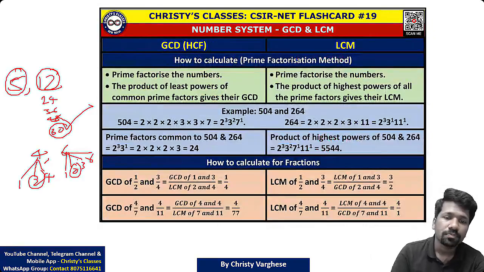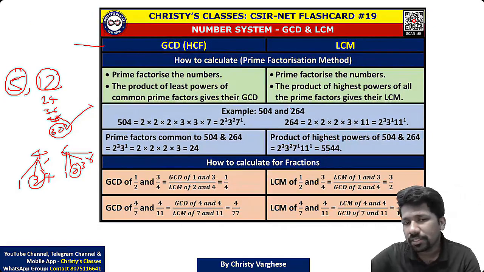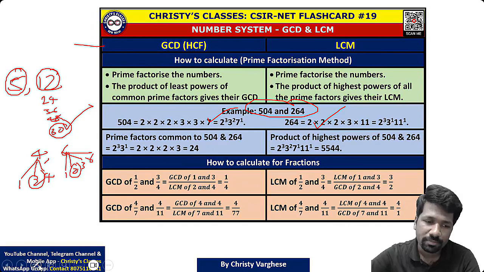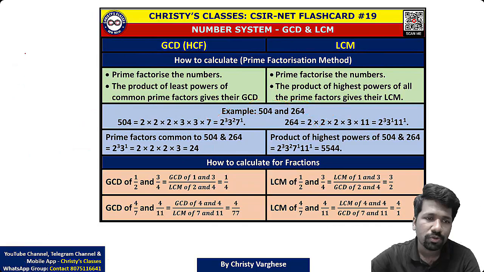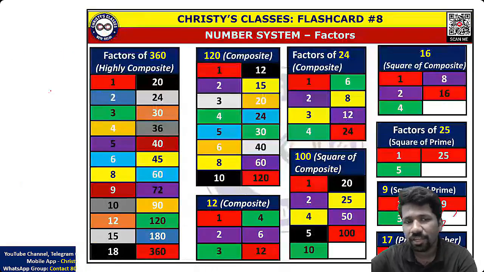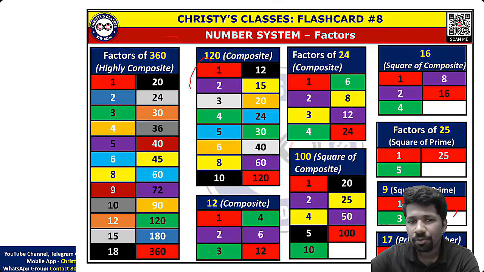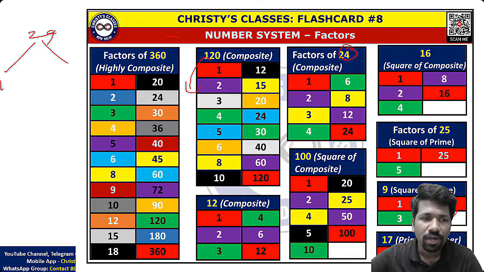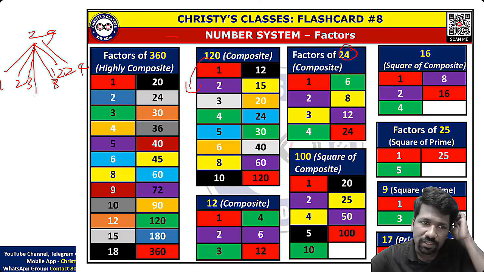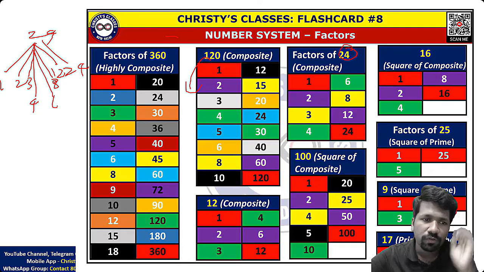One more example you need? Sure. For bigger numbers, this is the process you can follow. But normally smaller numbers come in the exam. So for smaller numbers, I'll show you one more example, 10 and 15. So factorize 10 and 15. In the factors chapter, I tell how to factorize numbers. For example, 24: 1 into 24 is 24, so 1 and 24 are factors. 2 into 12 is 24, so 2 and 12 are factors. 3 into 8 is 24, so 3 and 8 are factors. 4 into 6 is 24, so 4 and 6 are factors.